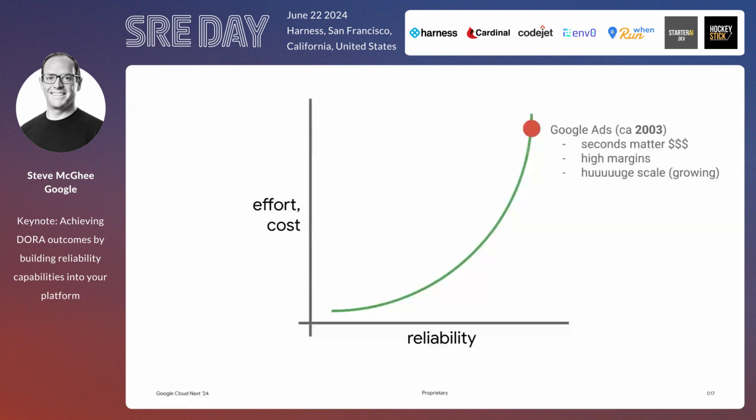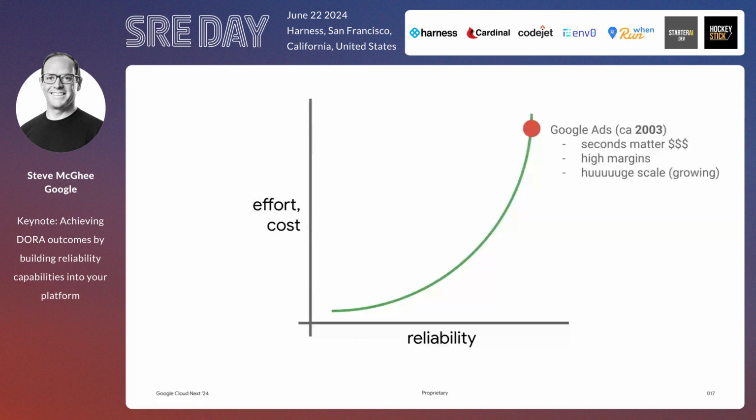The thing that happened, though, is Google happened to be running this thing called Google Ads. And it had 3 attributes that I think are important. The first one is that seconds actually mattered. If you remember what Google Ads is, it was a real-time ad auction business. So if Google Ads was down for 1 second, all the ads that would have been served in that second are just gone. There is no retry. It's a real-time auction, right?